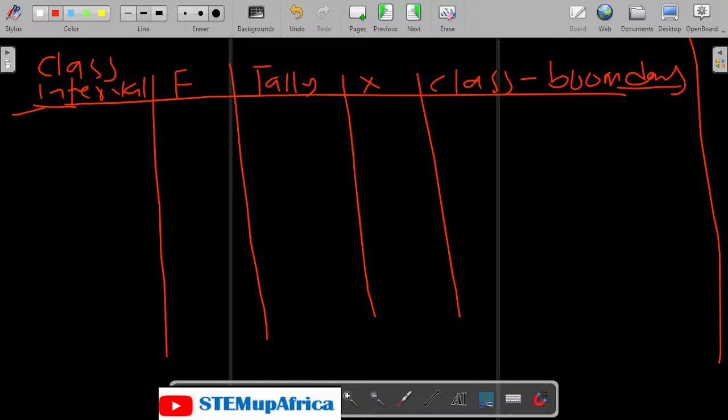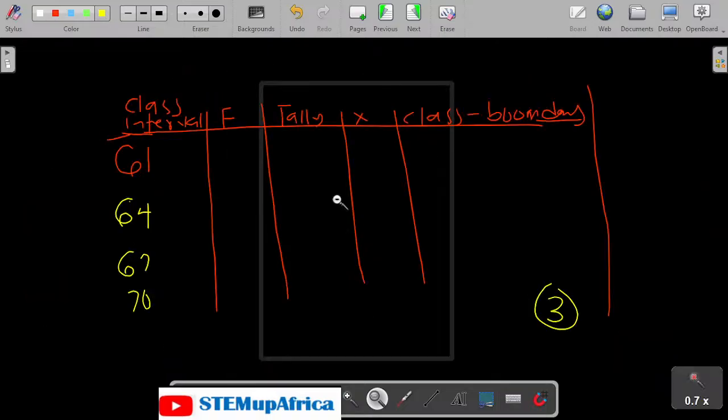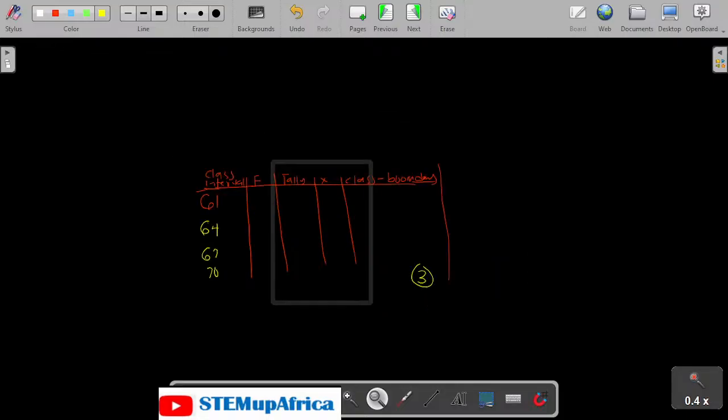So the lowest number now is 61. I'm starting with 61. Don't forget, our interval is 3. So I will add 61 plus 3, which will give me what? 64. 64 plus 3, 67. 67 plus 3, that is 70. That's how you will add it up to get to that 96. Okay, let me reduce this thing. Let's continue with this. I will increase it later.